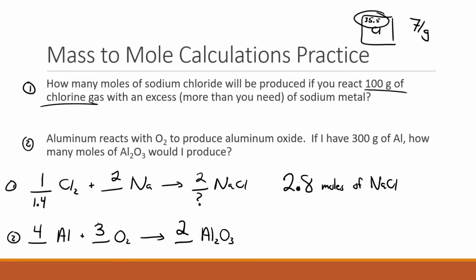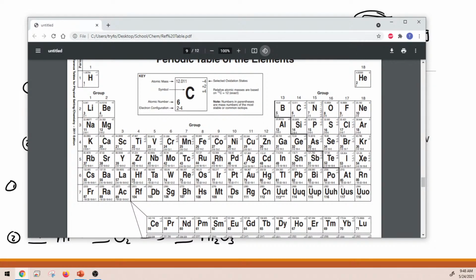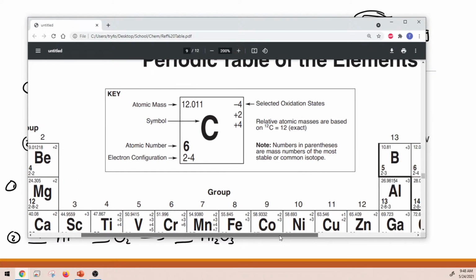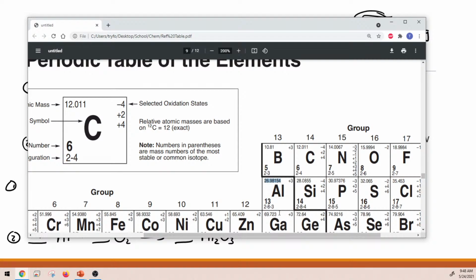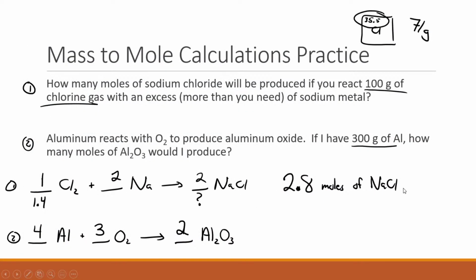Now our second one says that you have 300 grams of aluminum. And when we double check the periodic table for aluminum, aluminum has a mass of 27 grams per mole. And so we're going to take 300 divided by 27, to give us 11.11 moles of aluminum.